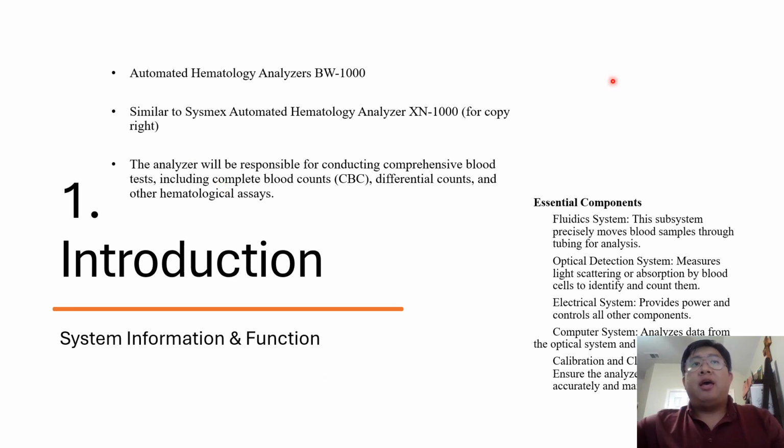The analyzer is responsible for conducting comprehensive blood tests, including CBC, differential counts, and other hematological assays. A differential count is a differentiation between the different kinds of white blood cells that go through your bloodstream, like neutrophils, lymphocytes, and monocytes, which really change when there's an infection going on. The essential components are the optical detection system, electrical system, and computer system, plus calibration and cleaning.